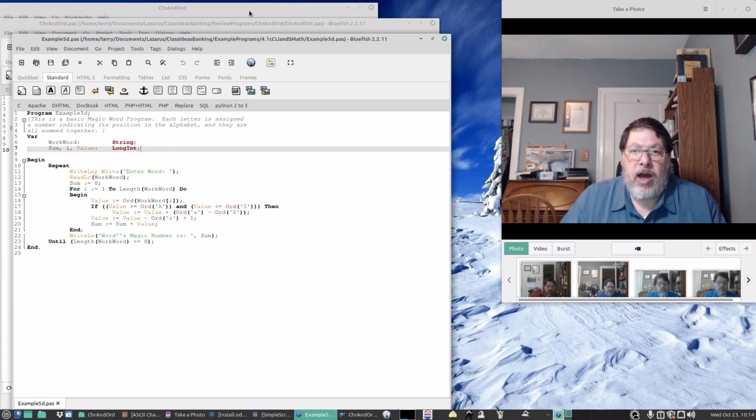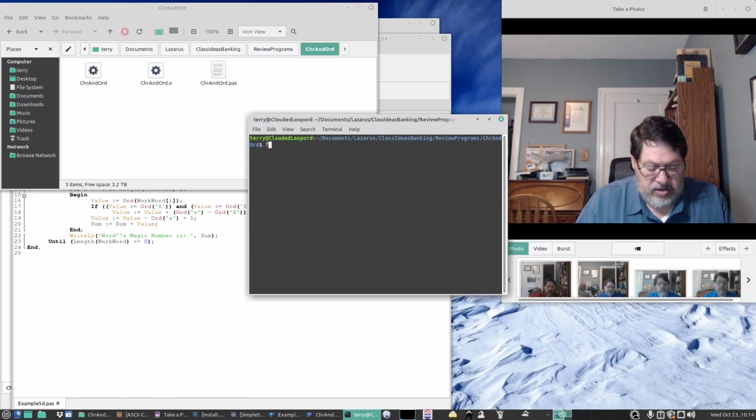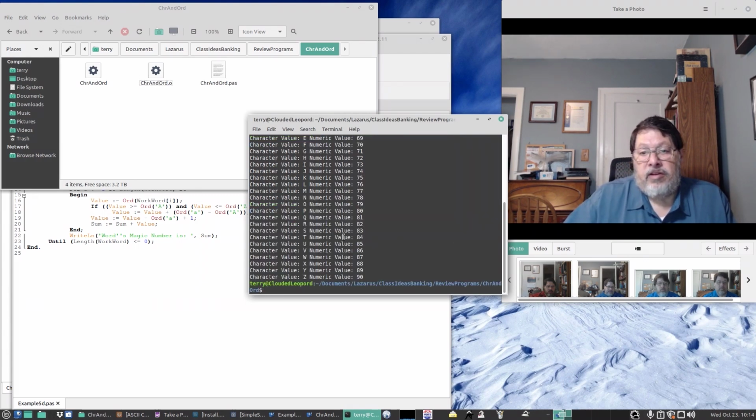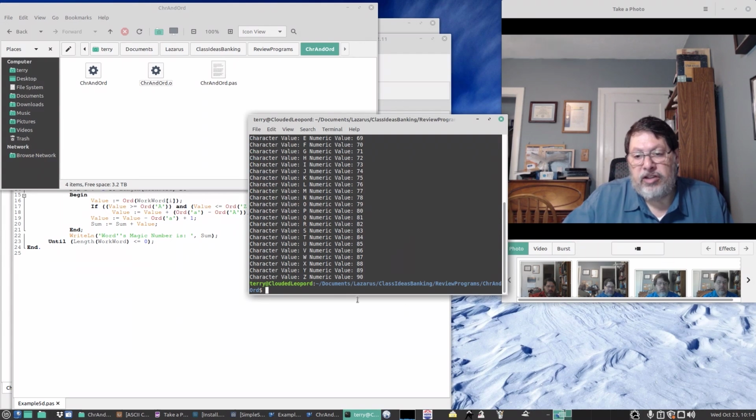So if we go ahead and run this, let's compile it first. It did exactly what I said it would. It starts out with 65, which is an A, 66, which is a B, all the way through Z, which is an ASCII value of 90, or a decimal value of 90, and it gives you the letter Z.